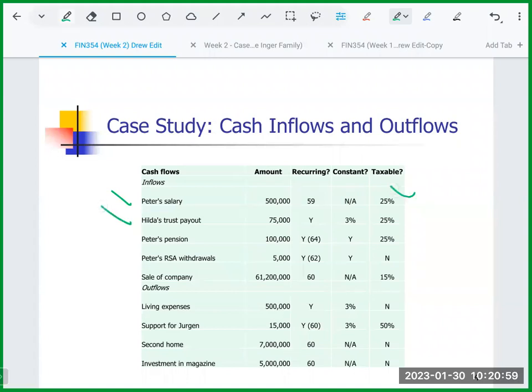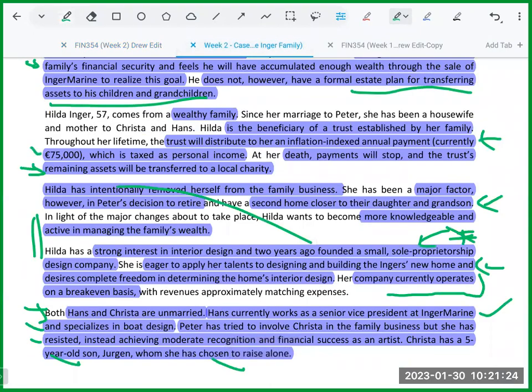Of course, we have Hilda's trust payout, and yes, remember its income is still taxable, but at the same time, it is inflation adjusted, right? We talked about that already. Now, Peter's pension plan is going to pay out from Inga Marine, the company. So let me just quickly flip back to when he's going to get his pension plan money.